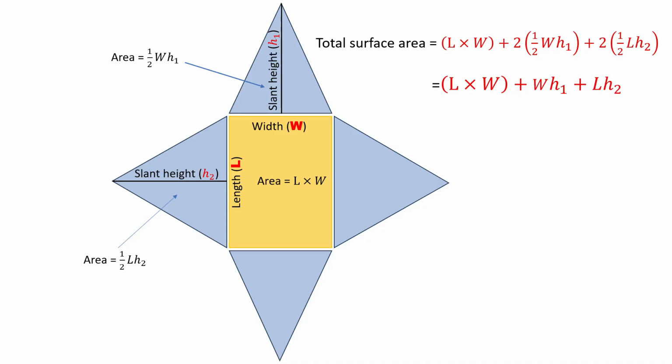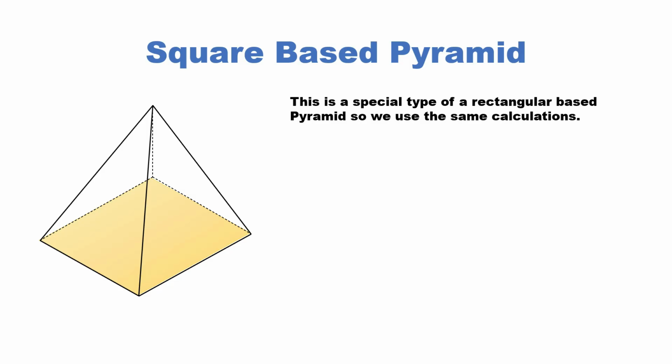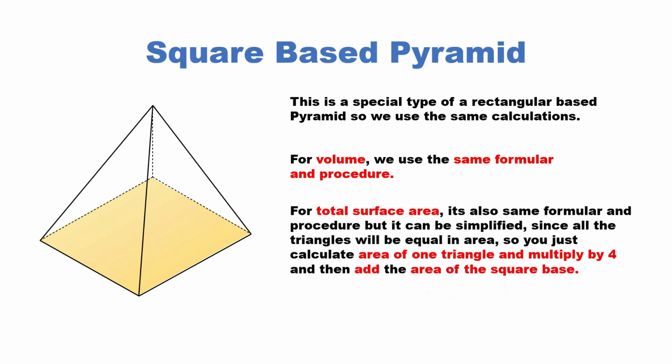I have seen in many past exam questions that in most cases, they ask about a square-based pyramid. But a square-based pyramid is a special type of rectangular-based pyramid. So, we use similar calculations, but they can be simplified even more. For the volume, the calculation is actually the same, and for the total surface area, it's also the same formula and procedure, but it can be simplified, since all the triangles will be equal in area. So you just calculate the area of one triangle and multiply by 4, and then add the area of the square base.